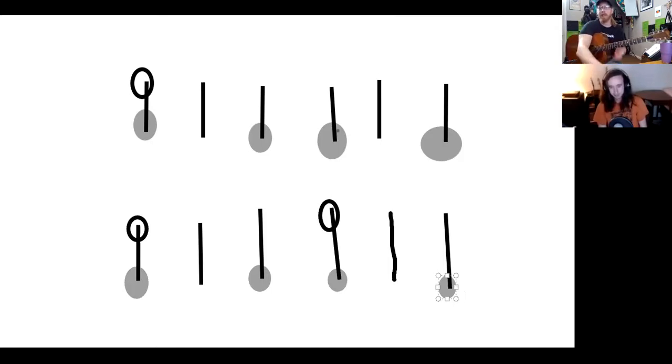So where I played right there was the open circles. Right. And I sang the gray circles. Right. And so that's just an example of how to identify harmonic rhythm and melodic rhythm.